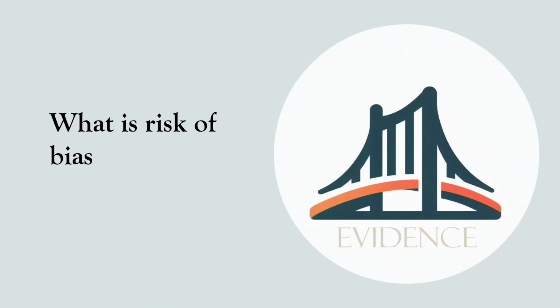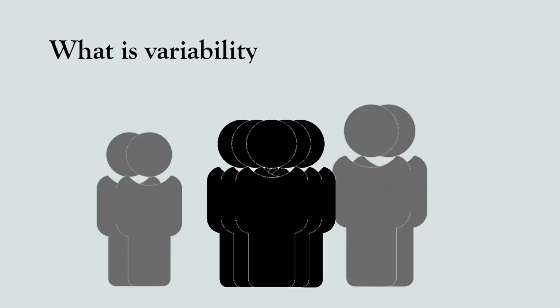At the same time of data extraction, one important task to complete is the risk of bias assessment of the eligible studies. Before we talk about bias and errors in research, we first need to understand variability. Variability simply means that people are different. Not everyone responds to a treatment in the same way.